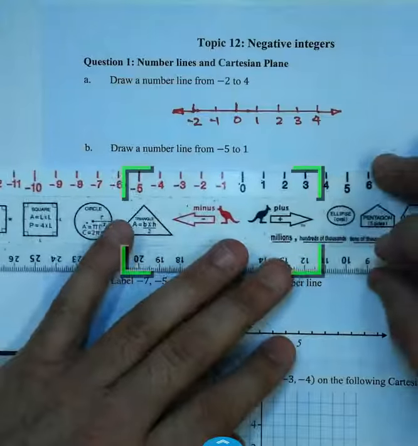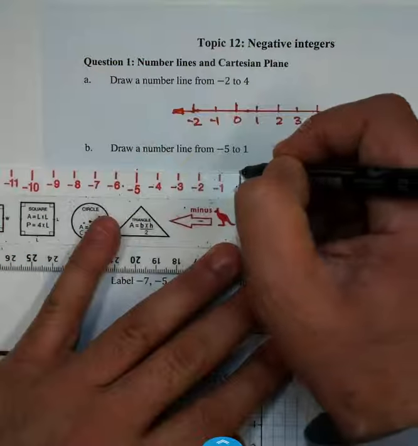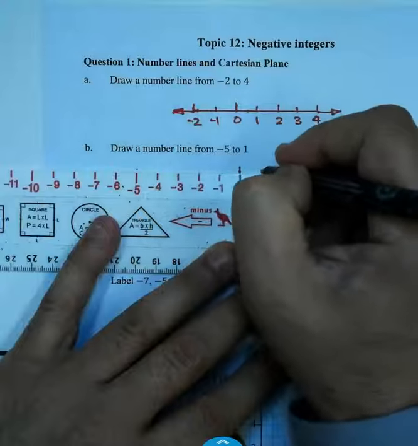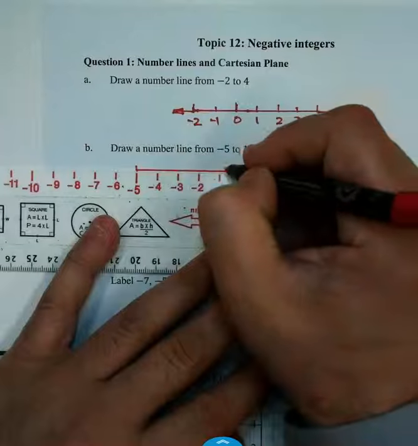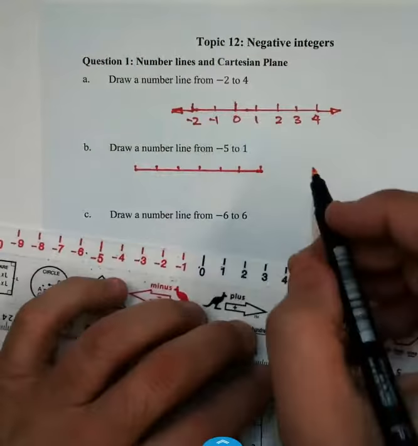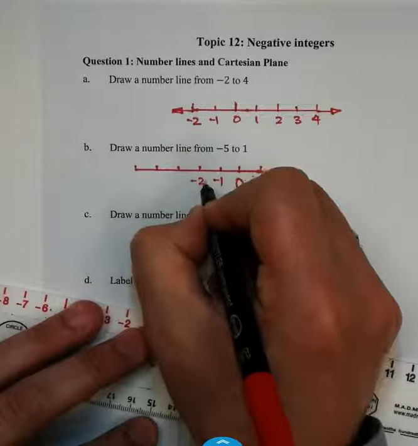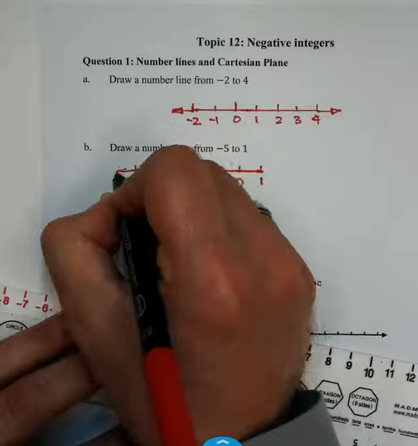So -5 to 1. So -5 is here. That's the 0 mark. To 1 is here. So let's just draw this. There we go. Remember this was the 0, +1, -1, -2, -3, -4, and -5. Okay.